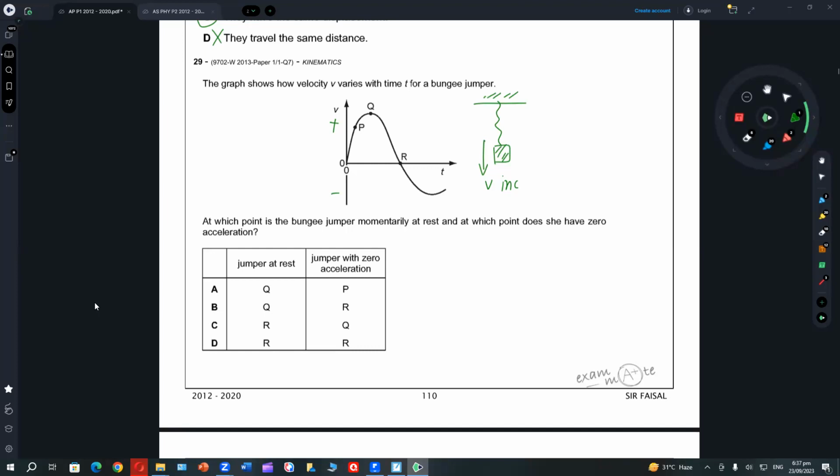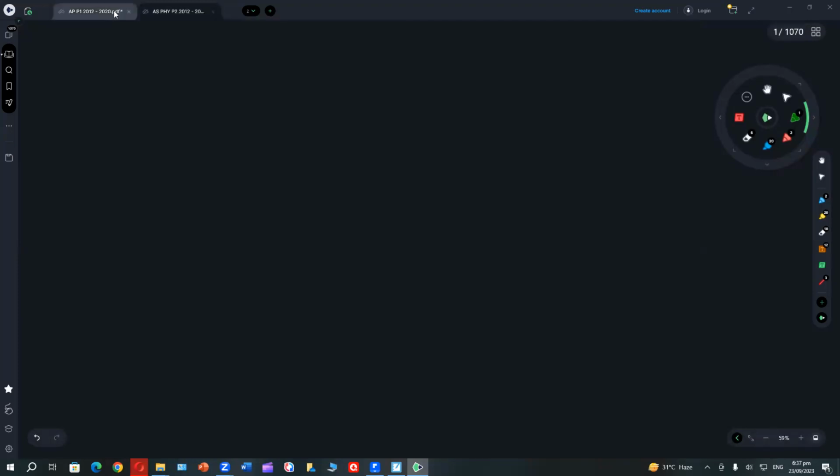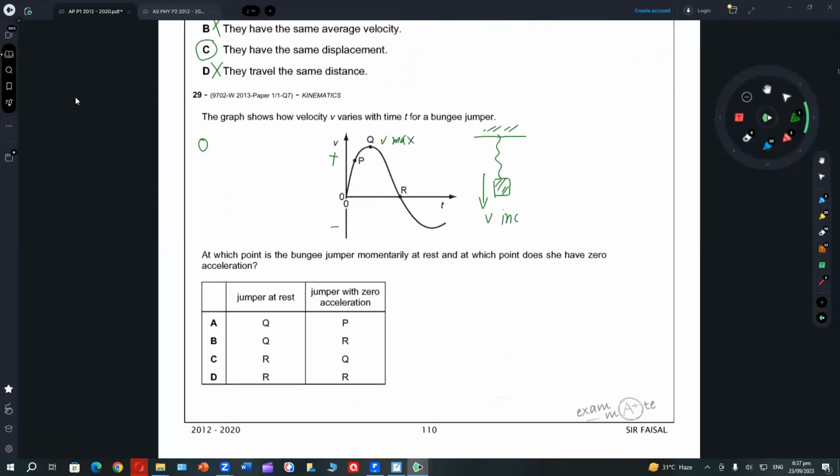What happens at Q? Velocity is increasing, sir. At Q velocity is max. What is the concept of gradient at the turning point? Gradient is equal to 0, sir, at the turning point. Always, this is the concept to remember: at a turning point, gradient is always 0. Yes, sir. So Q is the maximum.